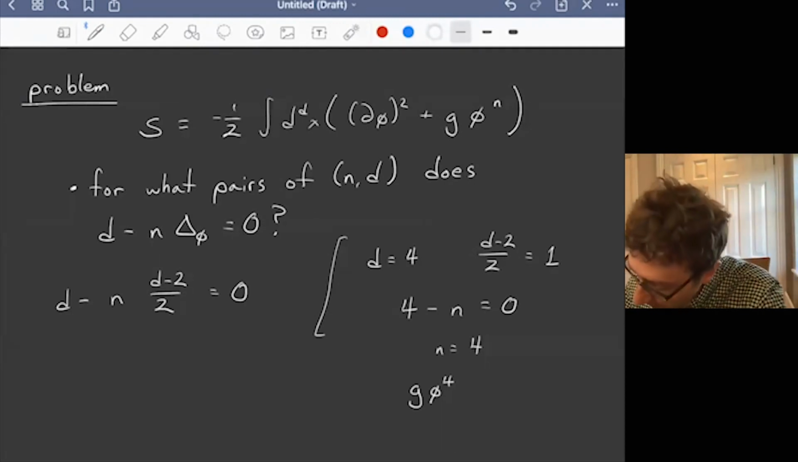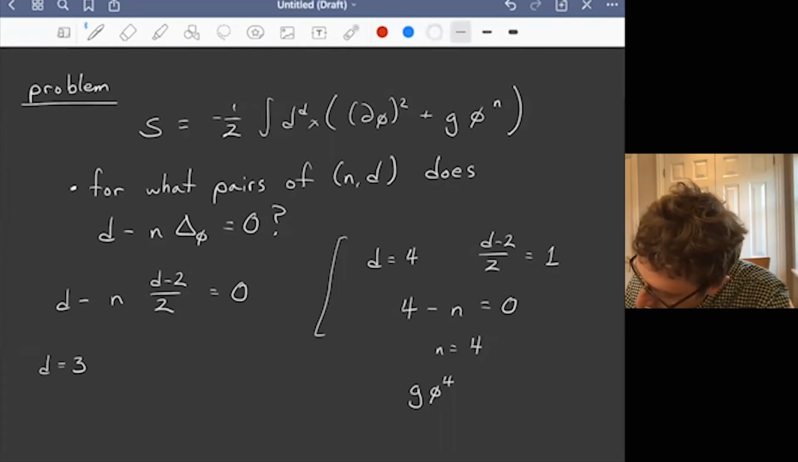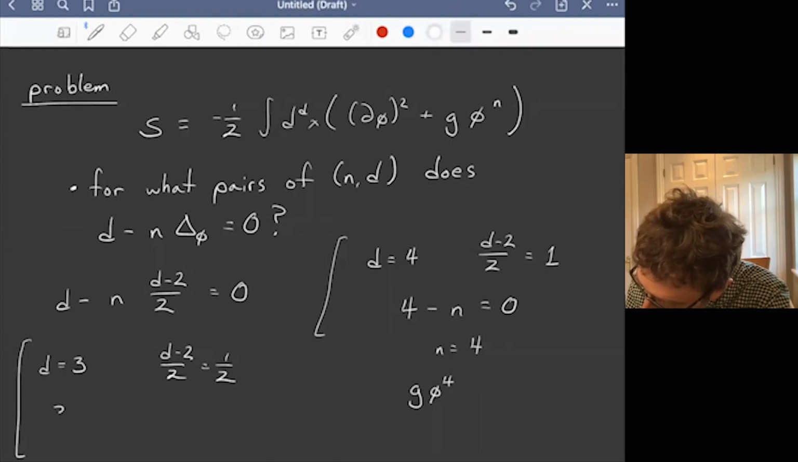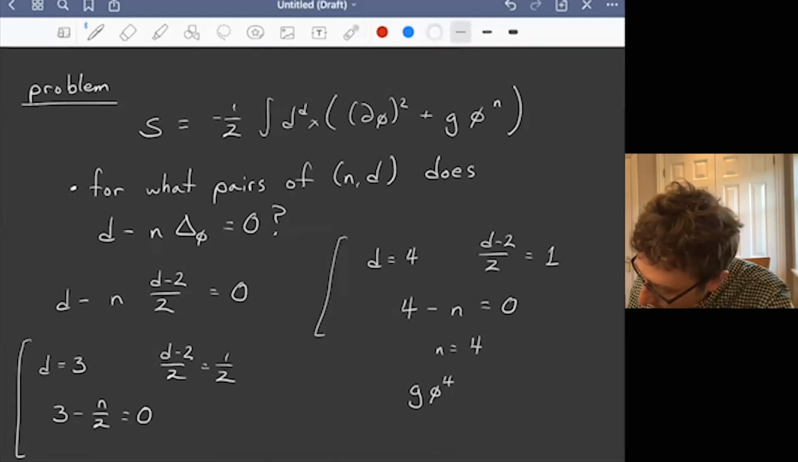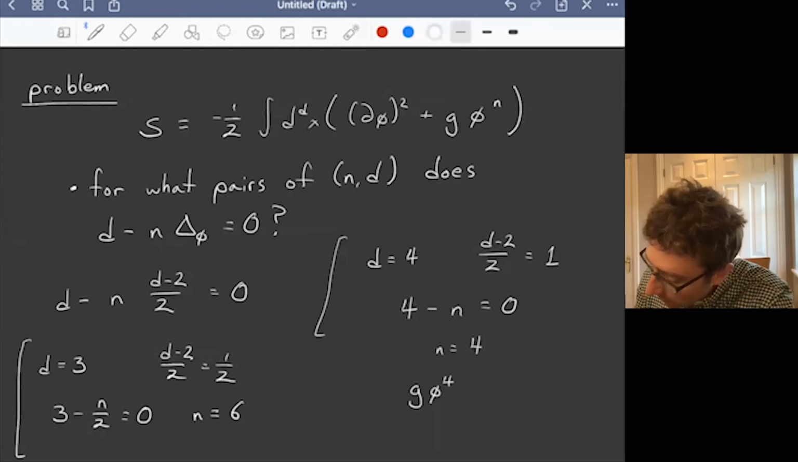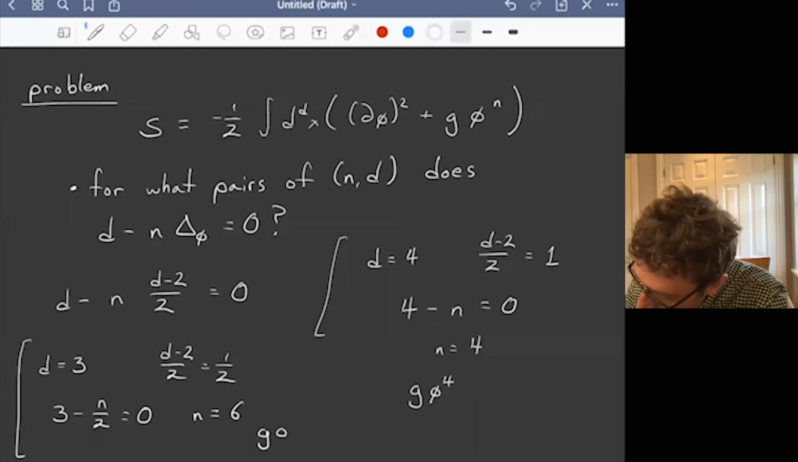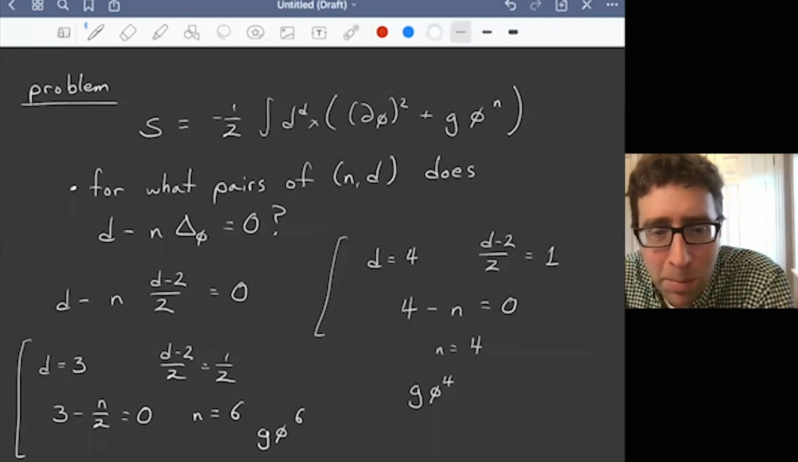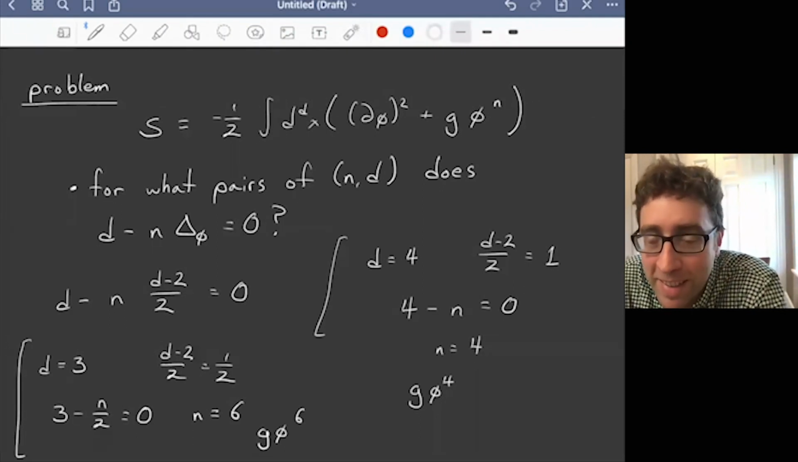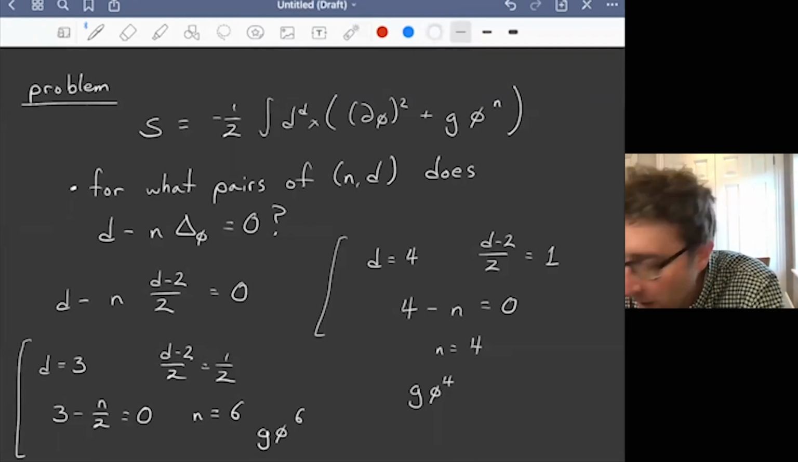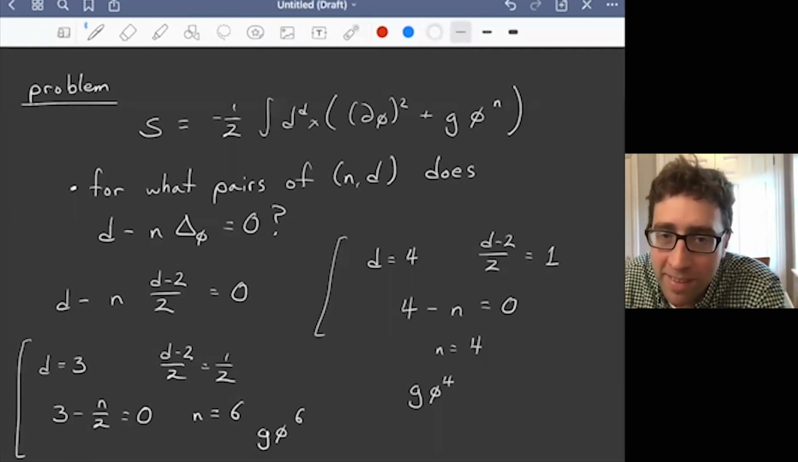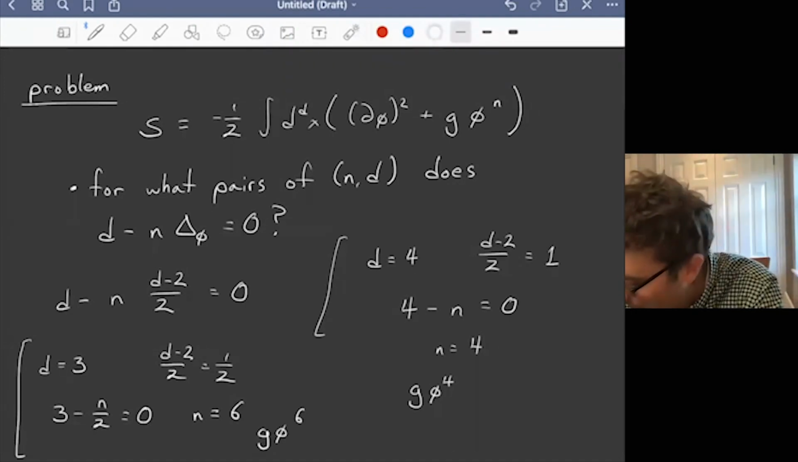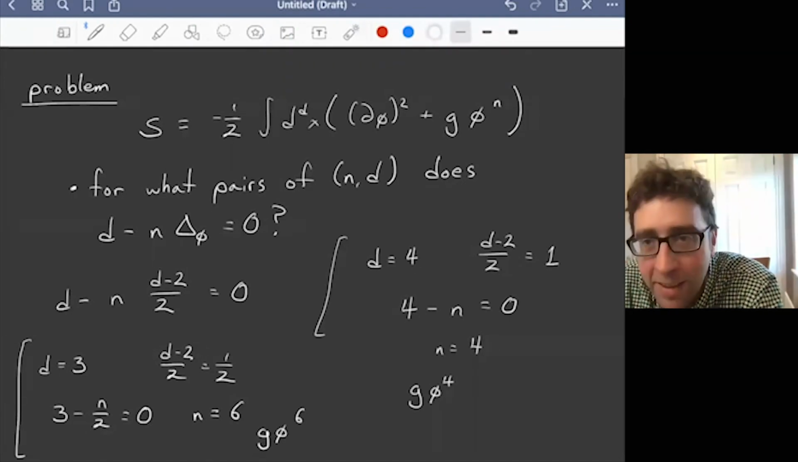Why don't we look at d equals 3? So in this case, (d minus 2)/2 is 1/2. I think this also showed up in the lectures this week. And so now I need to know when 3 minus n/2 is 0. That's a little bit harder, but I think I can still do it. It's when n equals 6. So in 3 dimensions, I should look at a g phi to the 6th type model. And this winds up being related to something called the tricritical Ising model. And it's again a field theory that has seen an enormous amount of attention starting in probably the 60s, although the papers I was reading when I wrote a paper about it myself were often in the early 80s or late 70s.